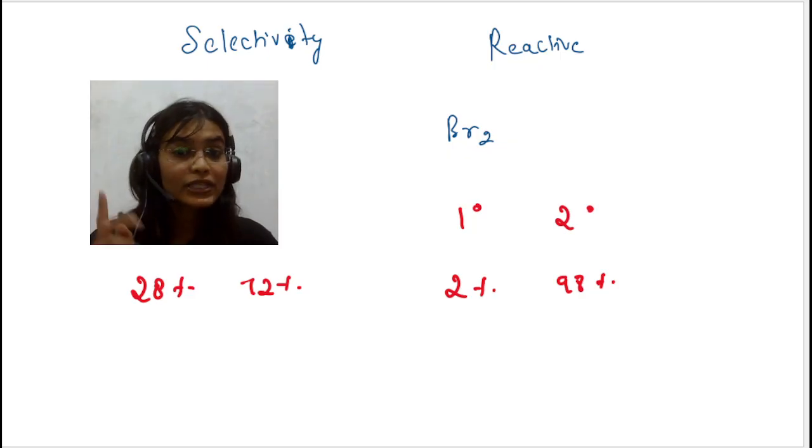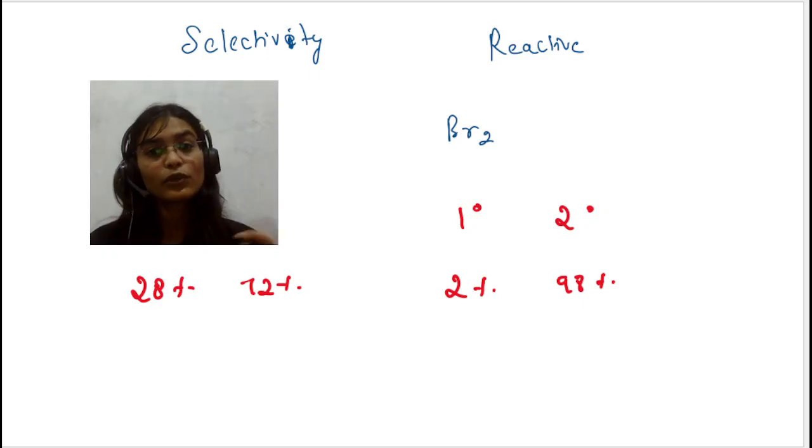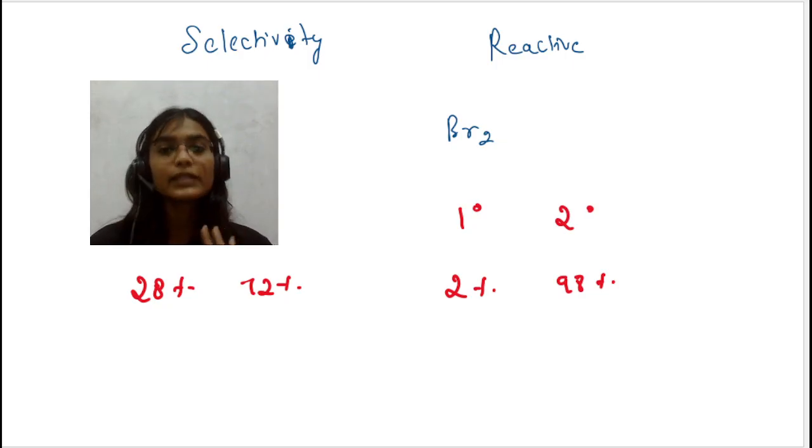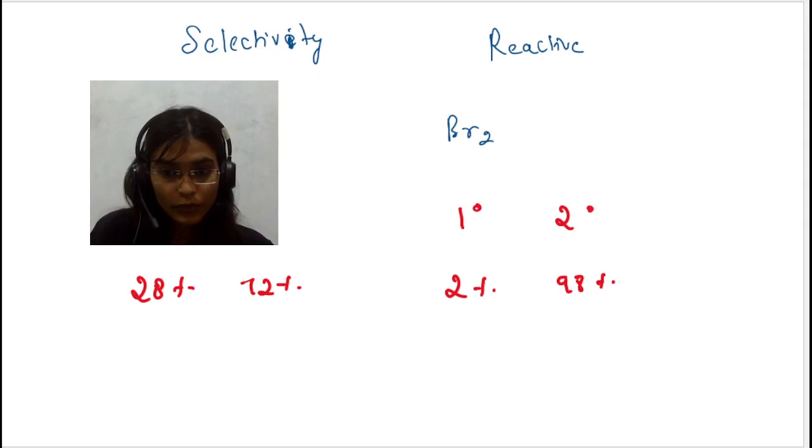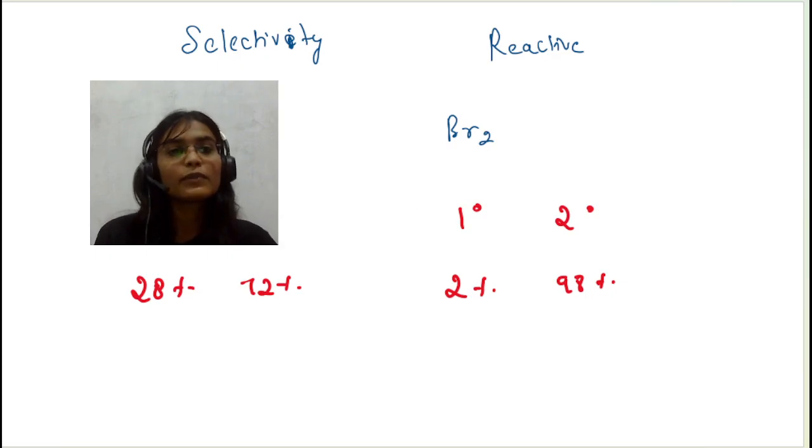Bromine. Okay, that's why this secondary is what, 98%. Yes, this question was already asked in the previous year, that acceleration kind of thing. Is bromine selective or is chlorine selective? So bromine is selective and chlorine is reactive. Okay, make a note of this one. It's important that you can say chlorine is reactive, but bromine is selective.